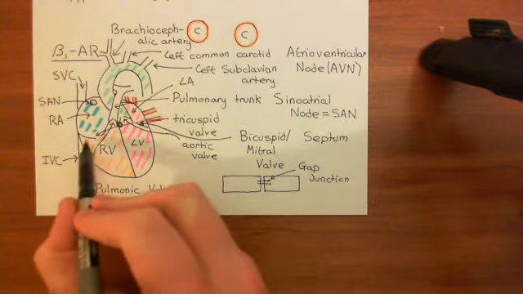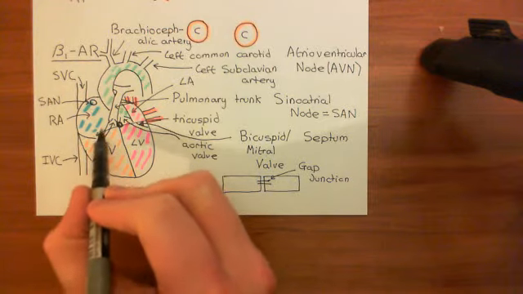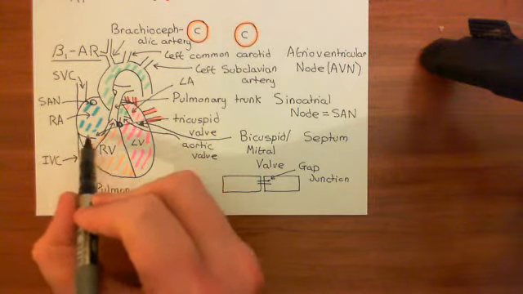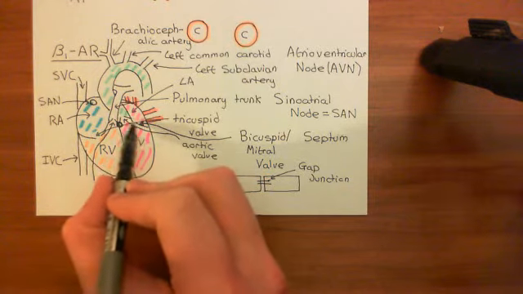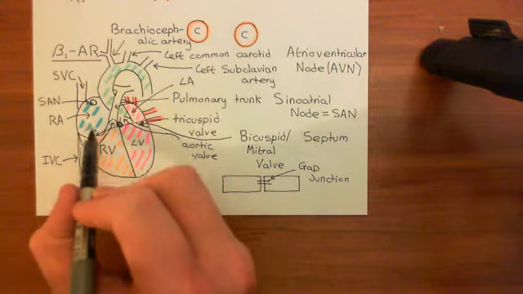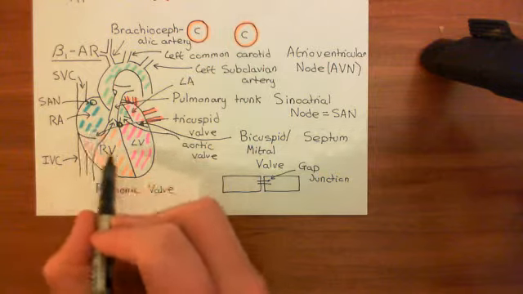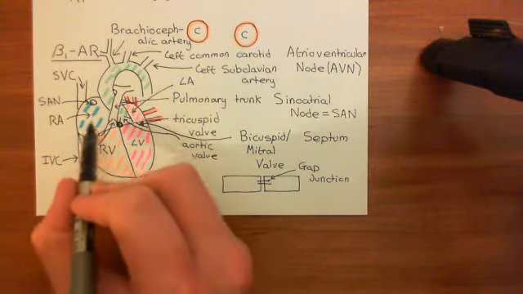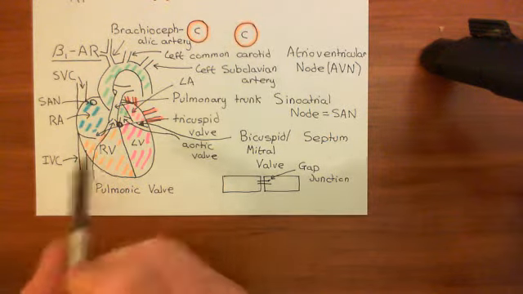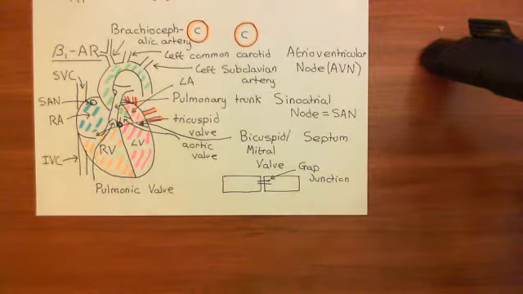And once the blood is in, it can't come back out because these valves are one-way valves. So the tricuspid valve here and the mitral or bicuspid valve over here, they're one-way valves. Basically, if you push blood in this direction, they'll open and allow the blood to go through. If you push blood in the other direction, you will push the valve shut and therefore close off that gap between the atrium and the ventricle.